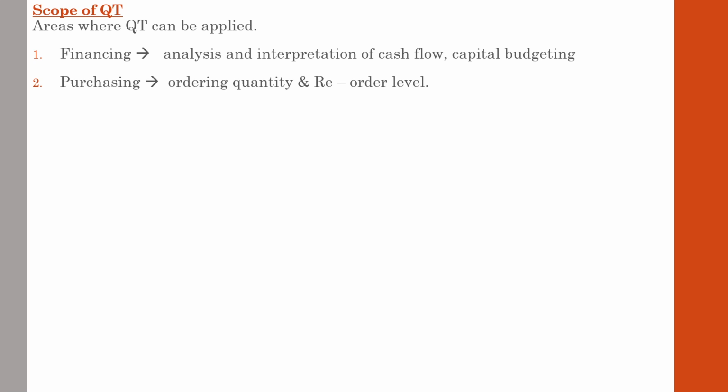Next one, purchasing. QT helps in purchasing activity related to ordering quantity and reorder level. Ordering quantity and reorder level are usually related to inventory, and we have learned that one of the tools that helps the management in decision making is inventory control. One of the tools under QT also includes inventory control. Under inventory control techniques, ordering quantity and reorder levels are two major areas that come under the same category. And QT helps the organization in taking decisions regarding ordering quantity as well as reorder levels.